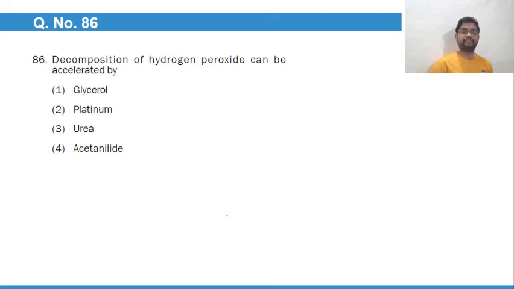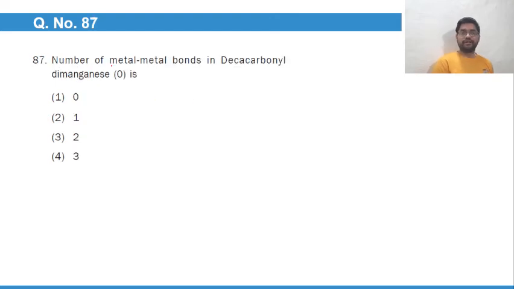Okay. 86. Decomposition of hydrogen peroxide can be accelerated by adding platinum metal into it. So option number 2. Number of metal-metal bonds in decacarbonyl dimanganese. So manganese, what I remember of the structure is it is like this. Mn2(CO)10, carbonyl CO10 mostly.